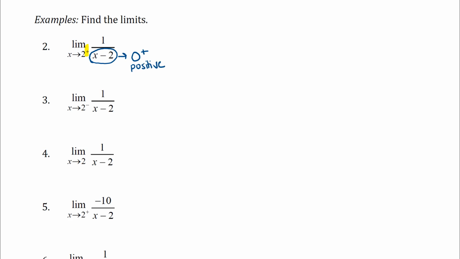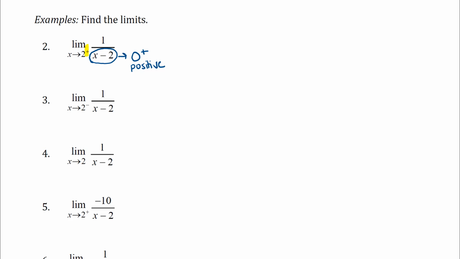Now, when I think about the algebra of infinity that we talked about in the last video, one of the things we talked about is that if the denominator is approaching 0, it's important to pay attention to which side of 0 that is. So I think about taking 1 over a number that is very, very close to 0 but positive.